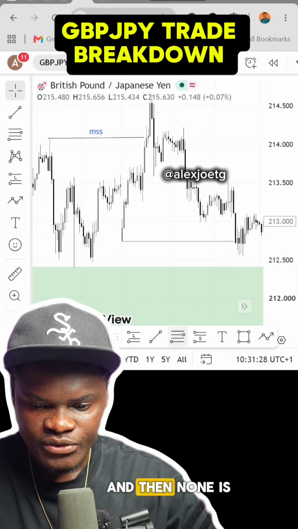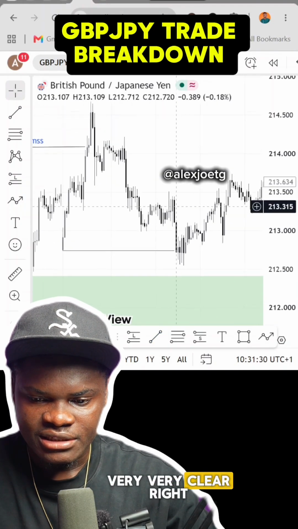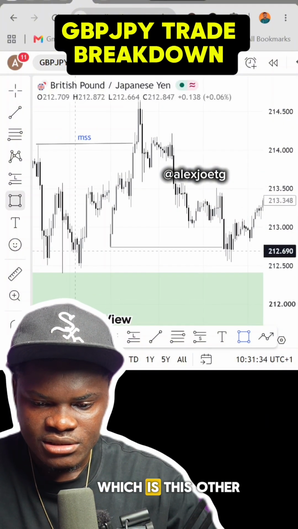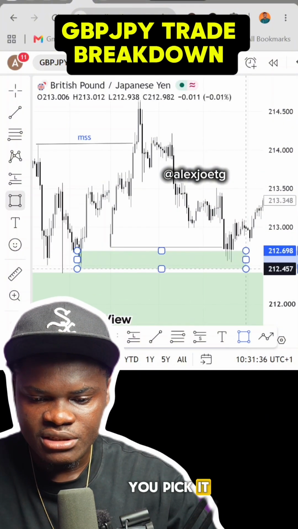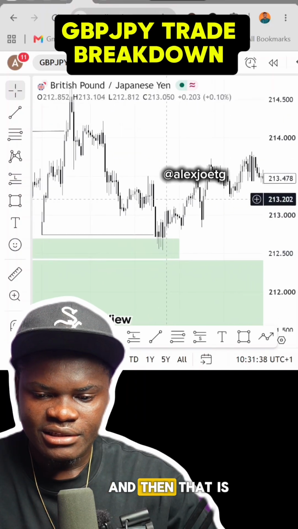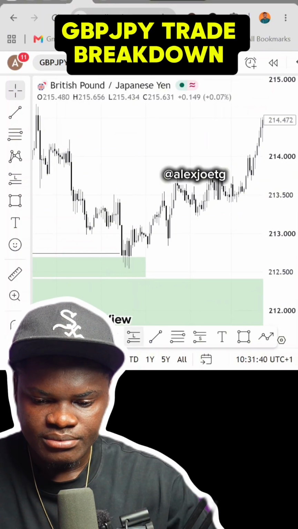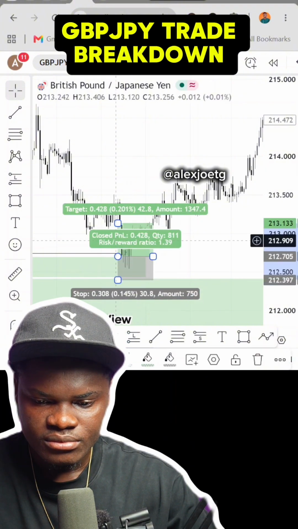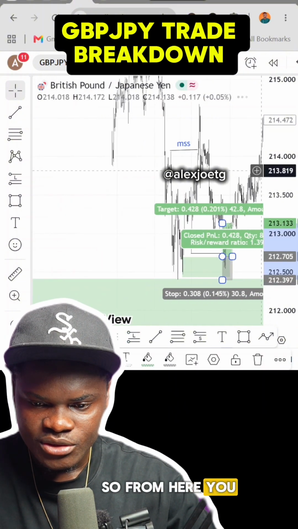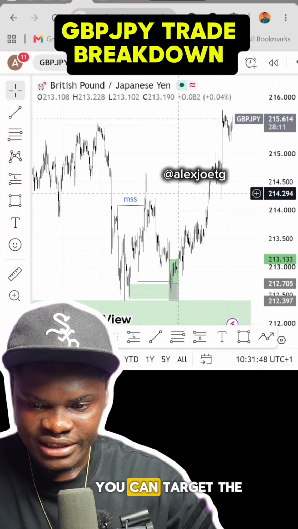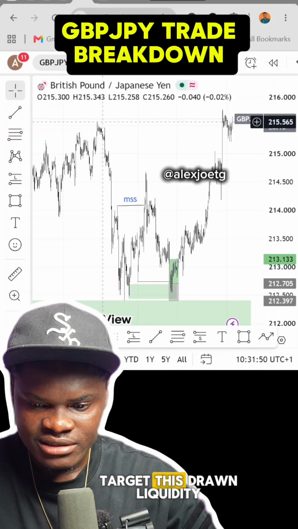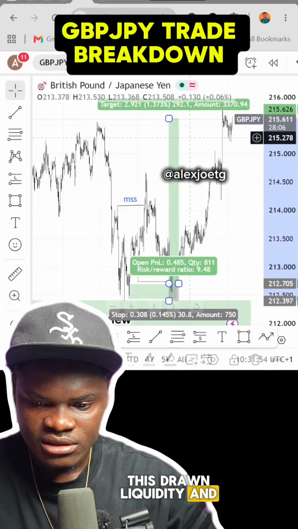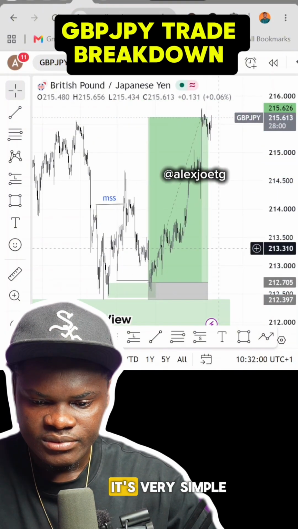And then now it's very, very clear, right? The next in line is our point of interest, which is this other block here. You pick it, and then that is it. It's a very simple trade. So from here, you can target the next high, or you can just target this drawn liquidity over here. So I just targeted this drawn liquidity, and it's very simple.